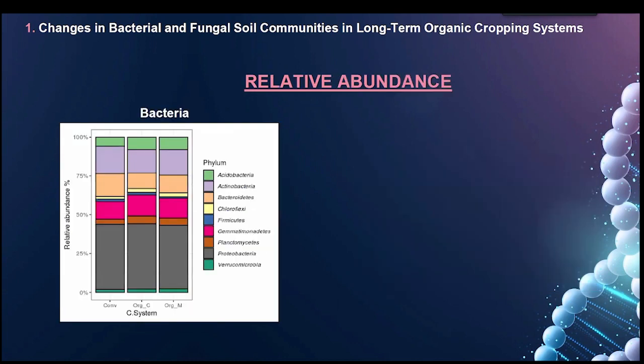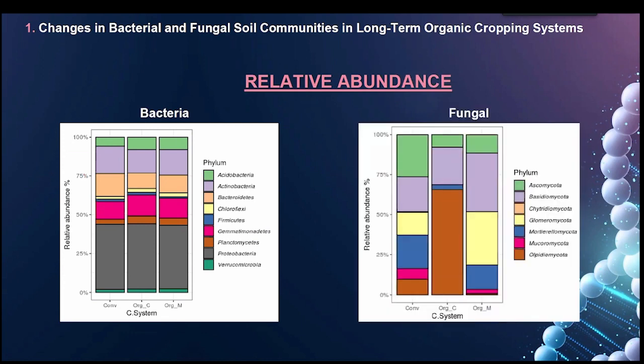We also studied the relative abundance. In this case, it's at phylum level, so as usual, not a very strong difference. For example, we found a little difference in Planctomycetes in the case of bacteria, but also in, for example, Bacteroidetes. However, in the fungal community, we found several things, especially in the cropping system with compost. For example, we have a higher content of Orpiomycota, but also we don't find Glomeromycota.